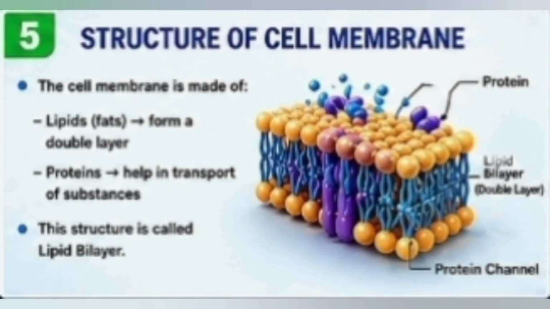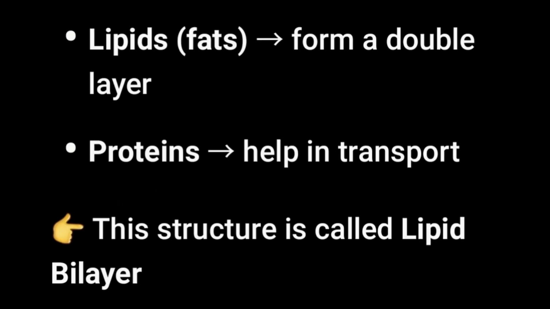Structure of the cell membrane. The cell membrane is made of lipids, meaning fats, that form a double layer. Proteins help in transport. This structure is called the lipid bilayer.